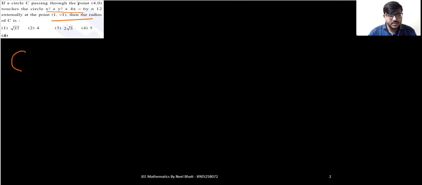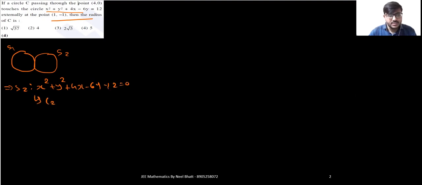Let's say the circle we have to find out is S1, and here is the second circle S2, which is given to us. Let's say circle S2 has equation x square plus y square plus 4x minus 6y minus 12 equals 0. This circle has center (-2, 3), and radius R2 equals root of g square plus f square minus c. So 4 plus 9 plus 12. So R2 is equal to 5 here. So these are the given conditions to us, right?